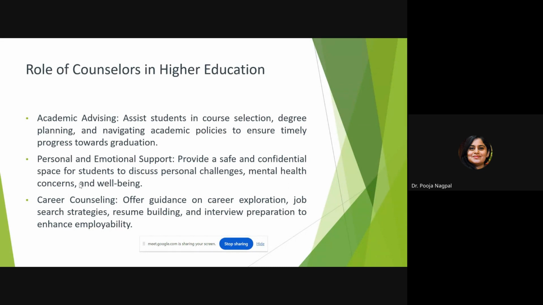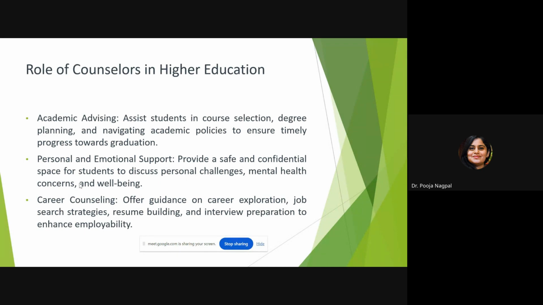Those are mentioned here. That is academic advising: assist students in course selection, degree planning, and navigating academic policies to ensure timely progress towards graduation. Now, what is the difference between this and the existing academic guidance by mentors? Here in academic advising, counselors are providing academic policies, degree planning, all these things, a way to get through the degree. But in the mentorship program, what were they doing? They were providing resources, notes, etc. That is the difference between the two approaches.